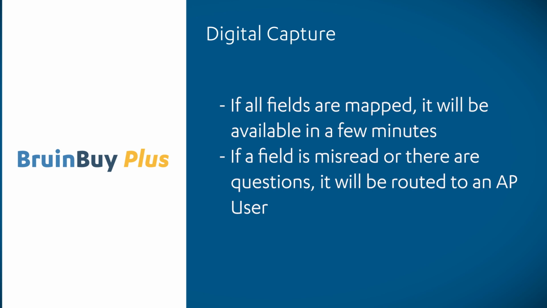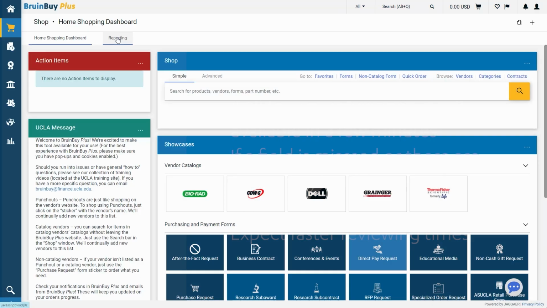If there are questions about the mapping, the invoice will route to someone in AP to review and correct. Usually, those issues are resolved quickly. This means users will be able to see their department's invoices in the system so much faster than before. Invoices from digital capture go immediately into the invoice workflow process for approval.